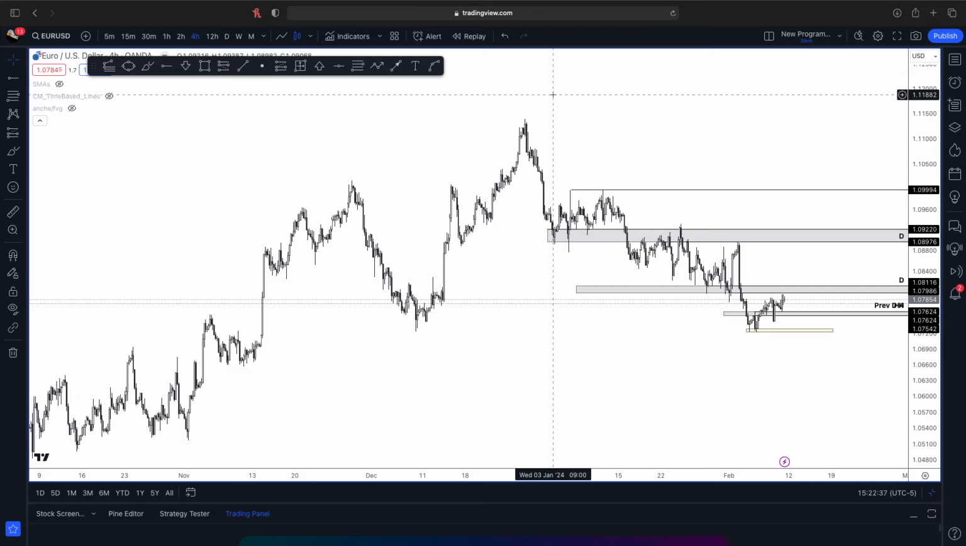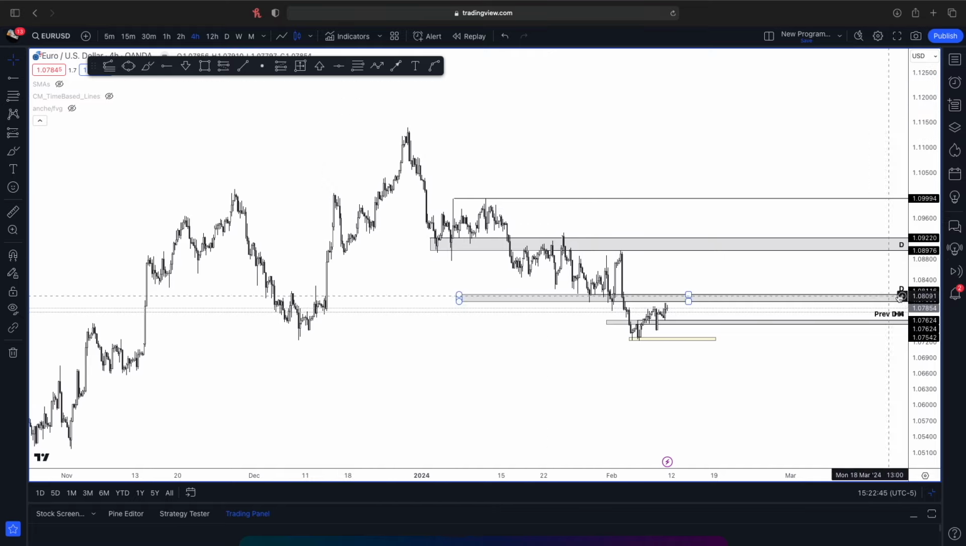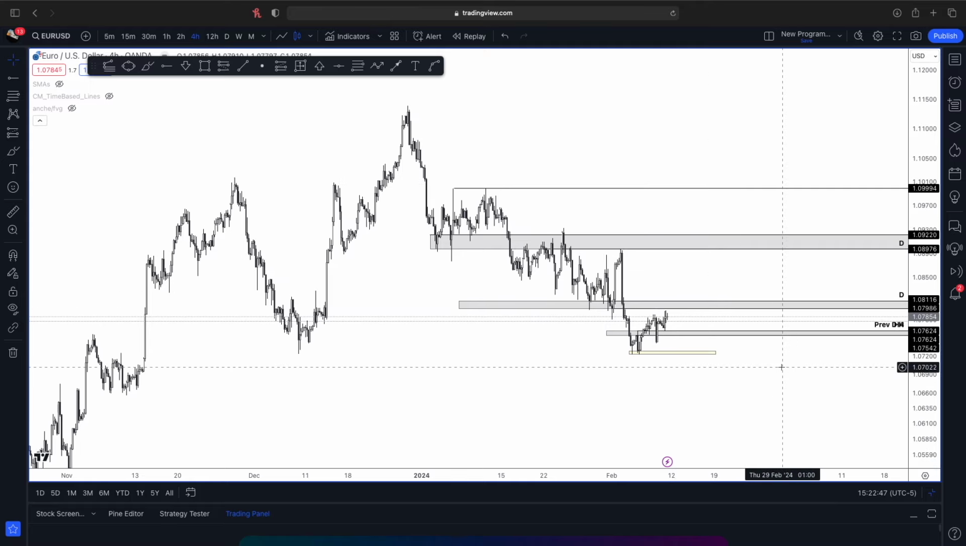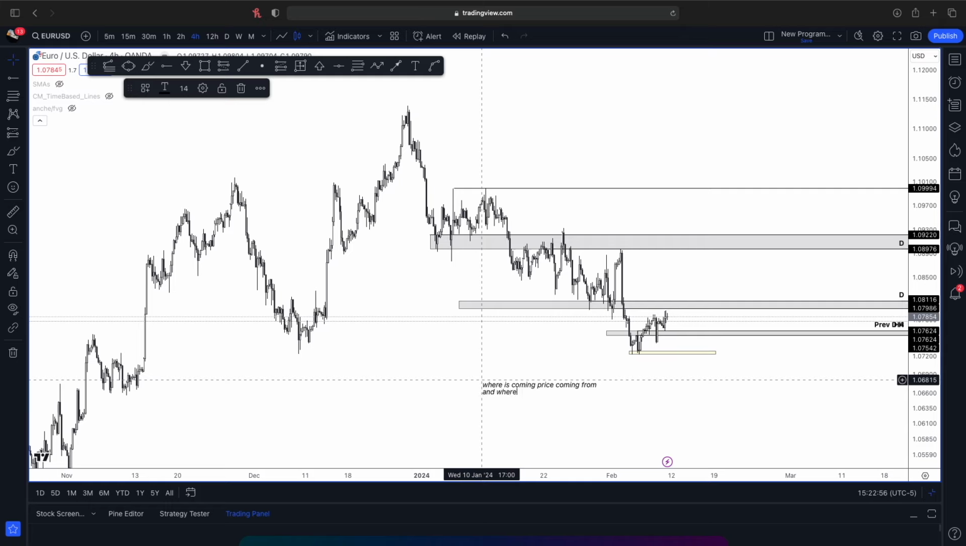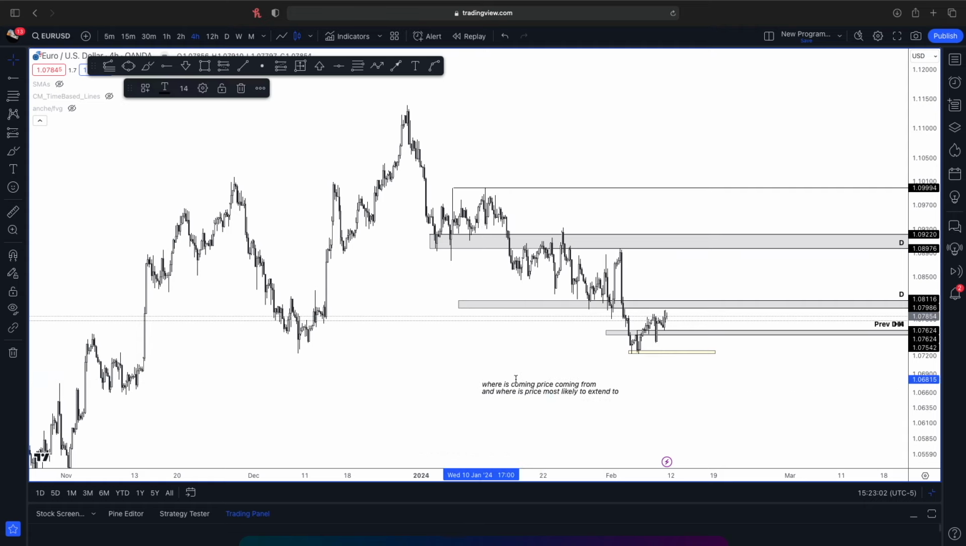Now, this is going to help us get an idea of where price is coming from and where it's probably going to go to. When you're done analyzing the market, at the end of your pre-market analysis, you want to ask yourself a couple of things. Where is price most likely to extend to? And how does price react to these levels?